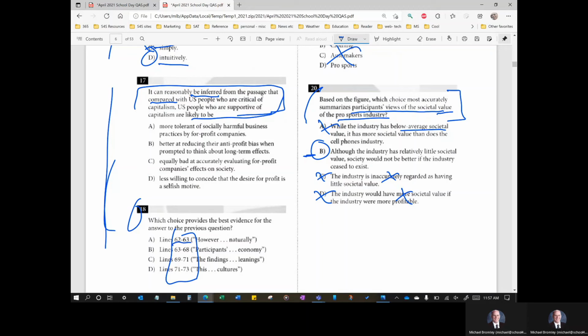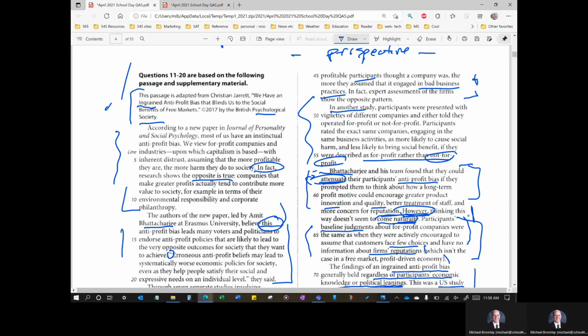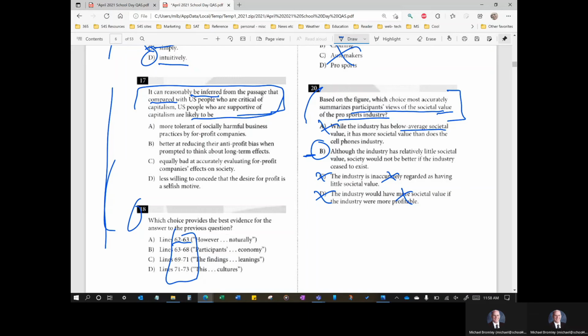62 to 63, however, do naturally. However, thinking this way doesn't seem to come naturally. Now, I just did that line, and so this is A in the evidence question. So does that tell me, does that compare people who are critical of capitalism or not? No, it doesn't. So I don't think that A even addresses the question here.